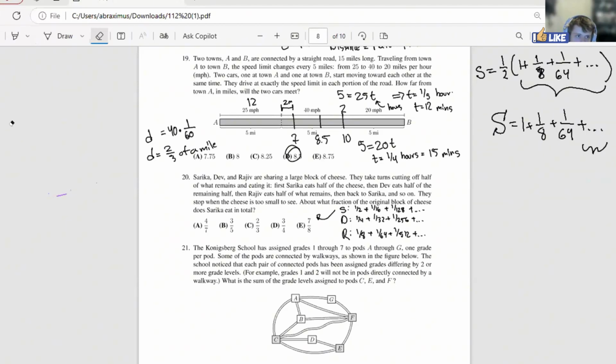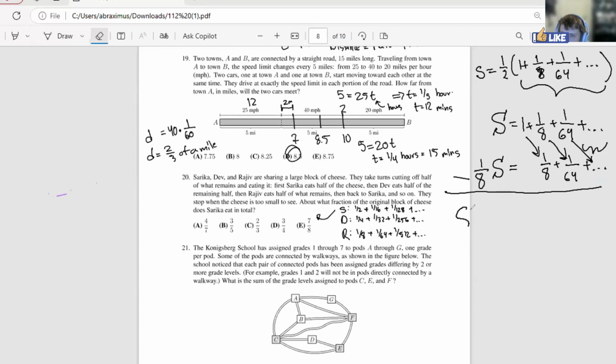So here's what we're going to do. If we multiply S by 1/8, all it does is shift over this infinite sum by 1. It's almost the same thing. It's just everything has gotten shifted over by 1. So what happens if we subtract these two things? Then we get S minus 1/8 of S is equal to 1.